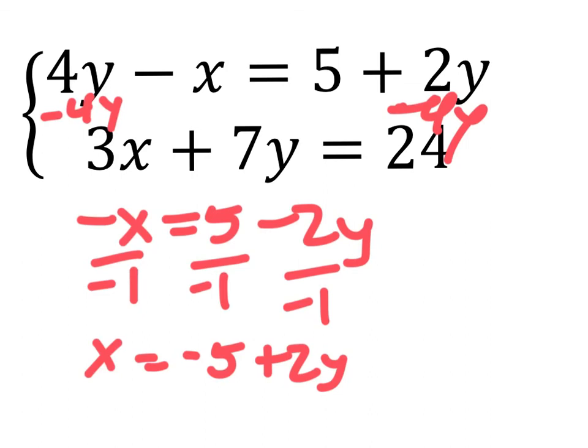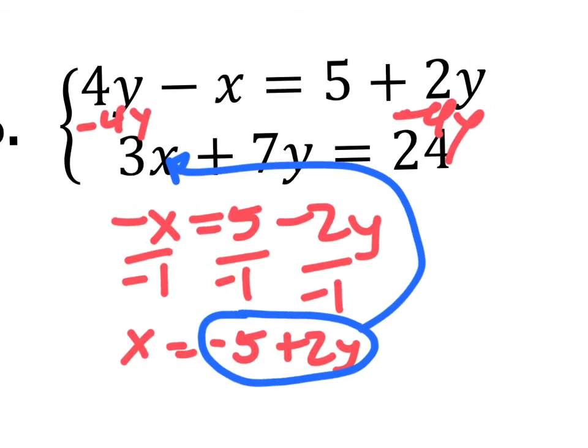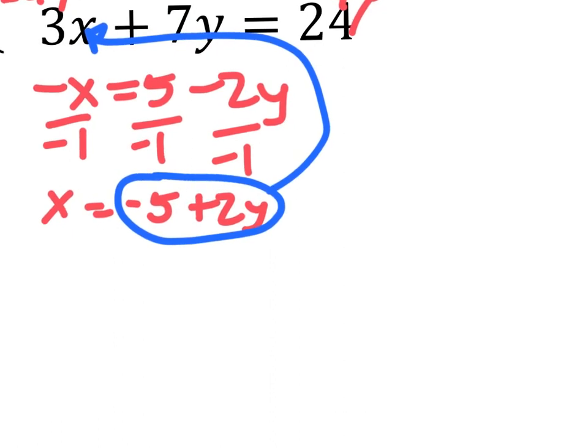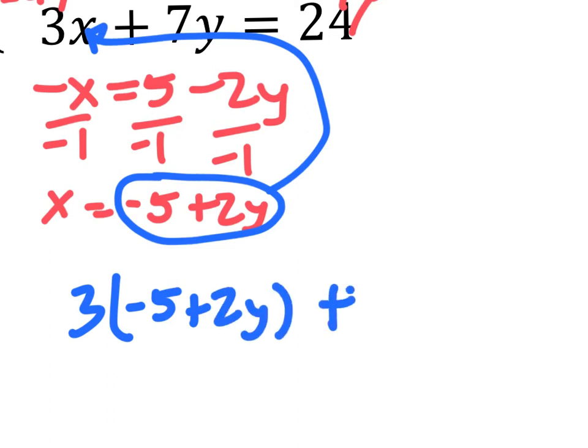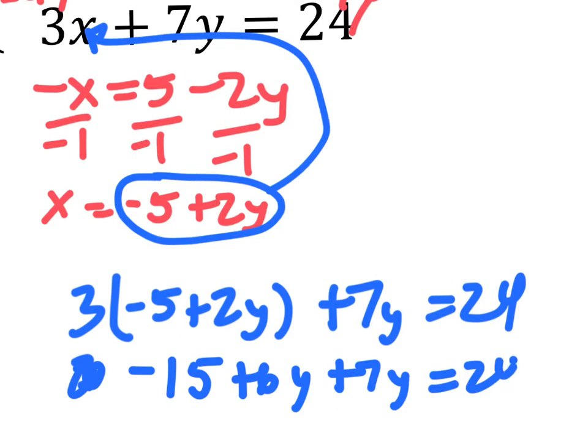Step number 2 says to take and plug in for that variable you solved for. Okay, so it's going to look like 3 times what x equaled, which was negative 5 plus 2y, plus 7y equals 24. You're going to distribute. Oops. I guess it won't let me erase it. So you're going to distribute. You get negative 15 plus 6y plus 7y equals 24.